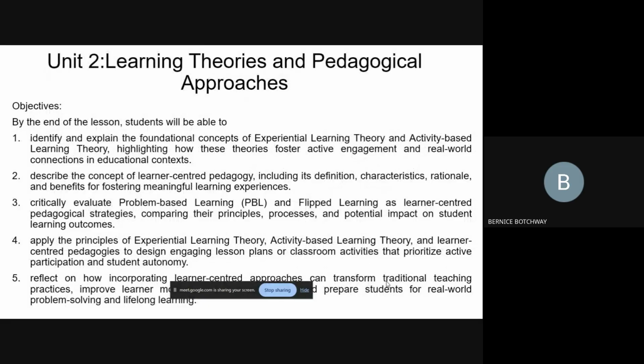And then by the end of the lesson, the students will be able to, one, identify and explain the foundational concept of learning theory, of the experiential learning theory and the activity-based learning theory. And then they'll highlight how these theories foster active engagement and real-world connection in educational contexts.